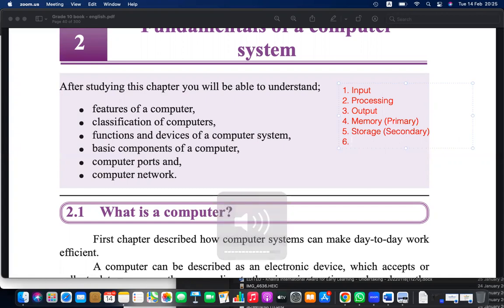And the sixth is, yes, what is sixth? The categories of devices in the hardware subsystem: input, processing, output, memory, storage. What is next after the storage? Have I mentioned everything? No. CPU is coming under processing. I'm asking about the categories.